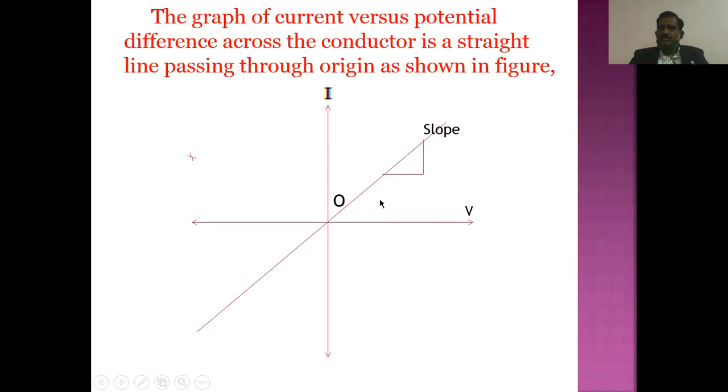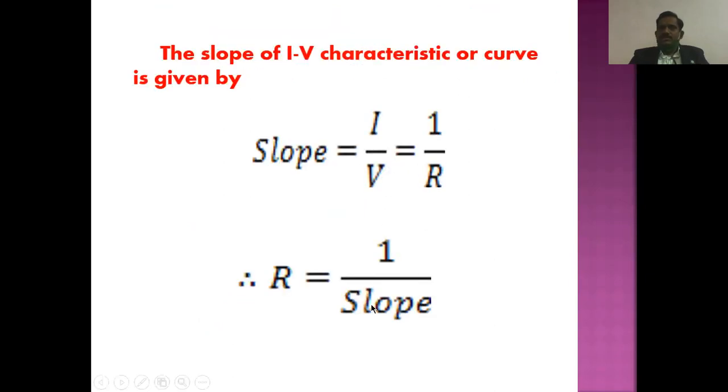When we calculate the graph of this straight line, then we obtain a slope, and we take slope, and we calculate the resistance R. It is equal to 1 upon slope, means inverse of this slope. So using this IV characteristic of a conductor, we calculate the slope, and using this slope we calculate the resistance of that wire.